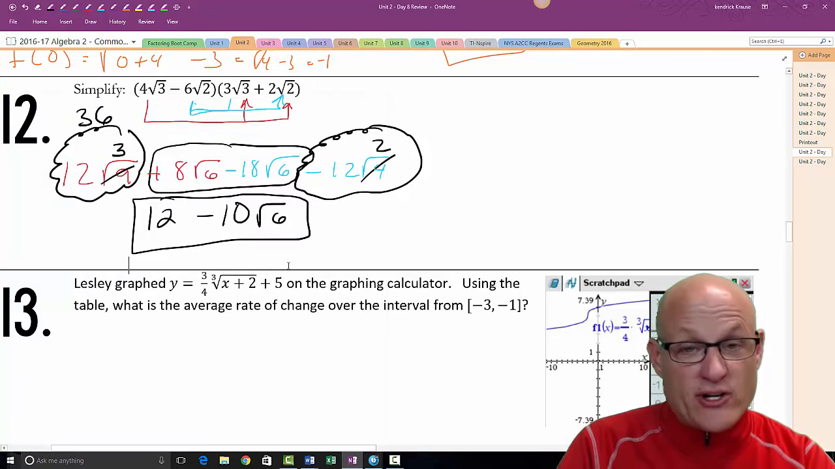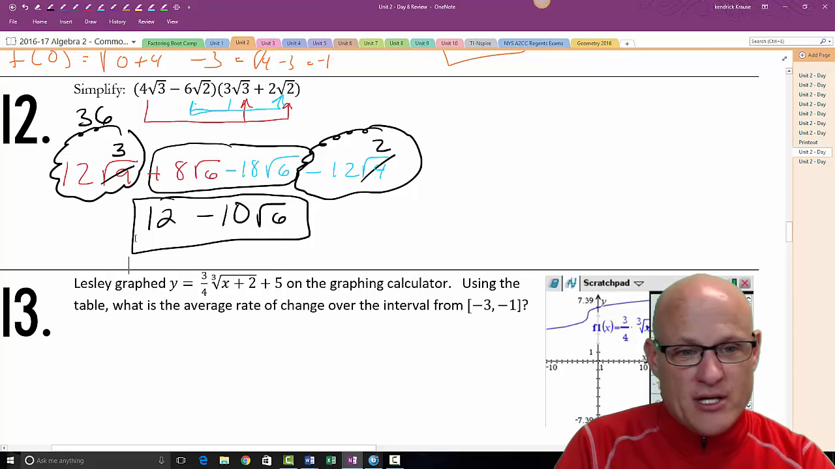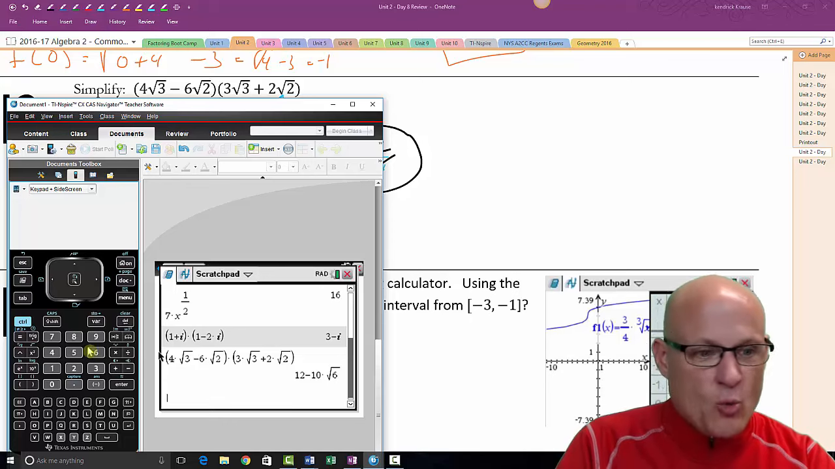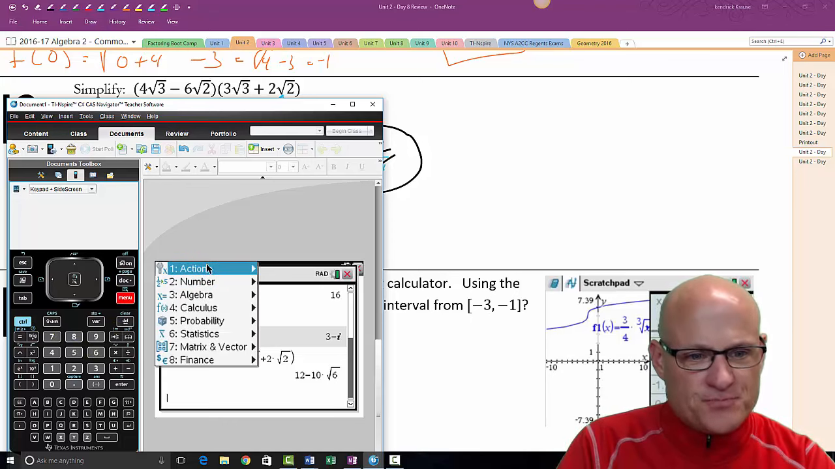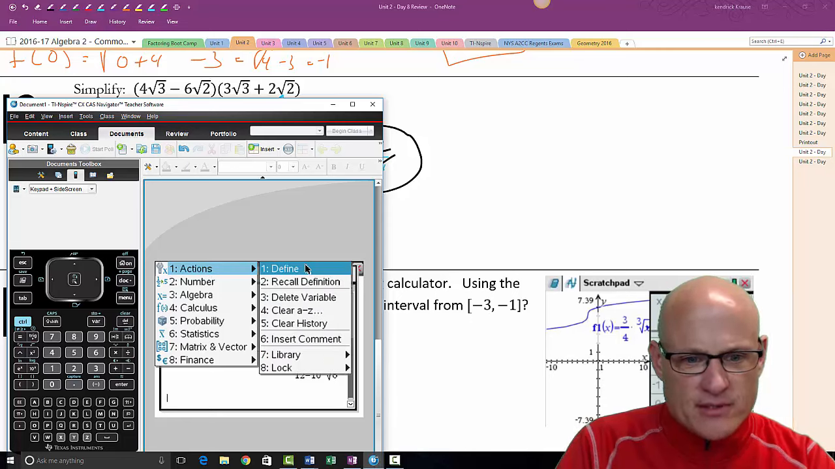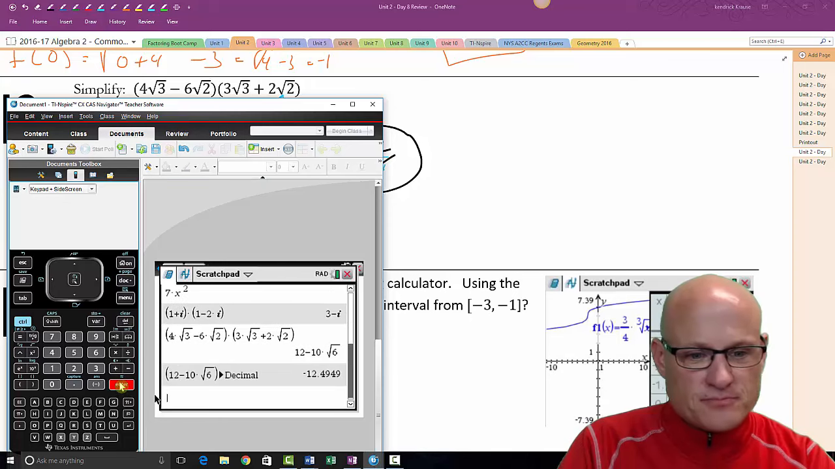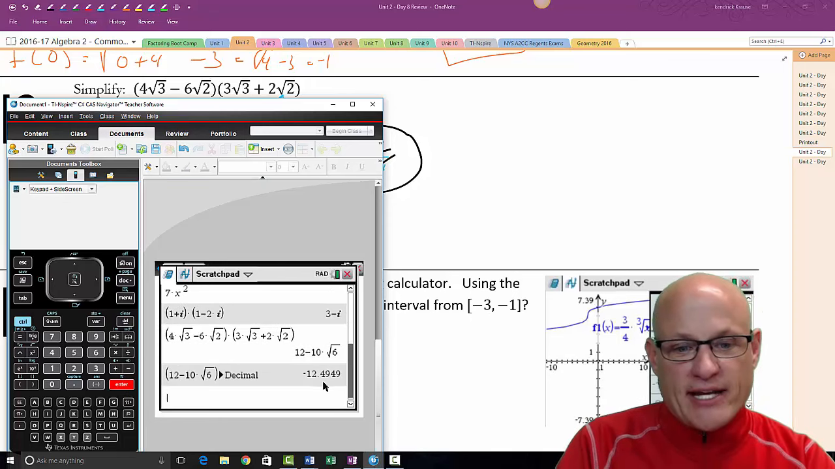You're not allowed to use this calculator on the Regents exam. Mine gives it to me as 12 minus 10 square roots of 6, which is the right answer. What's going to happen on your calculator is, let's see, menu, actions, number, approximate to decimal, convert to decimal. So yours will look like this, negative 12 minus, or 0.4949.